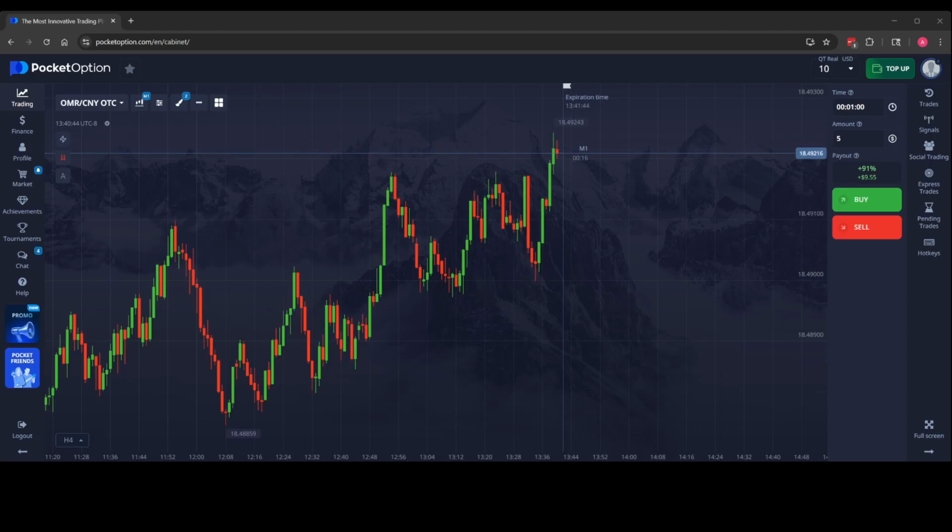Hey guys, welcome. Today I'll go over some basic things about Pocket Options for those of you who are not familiar with it. I'll show you how to set up all of the correct indicators, and then we'll do a little bit of trading just to see how they work, to demonstrate how it works.